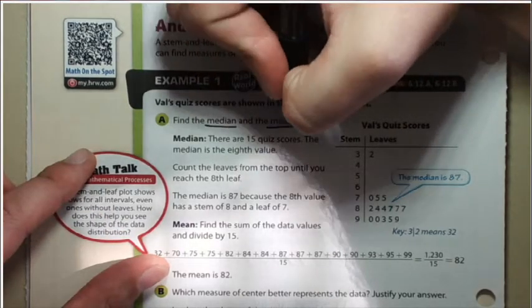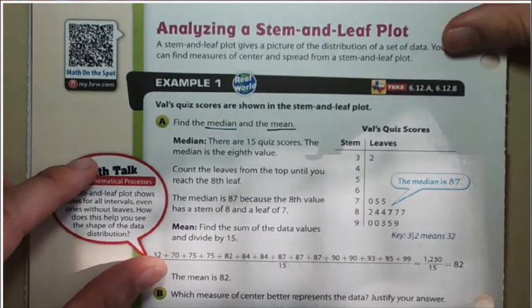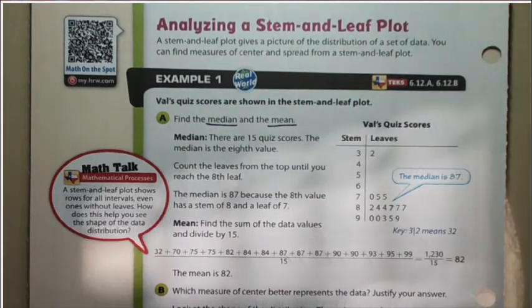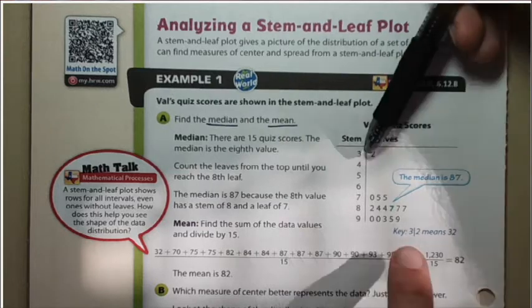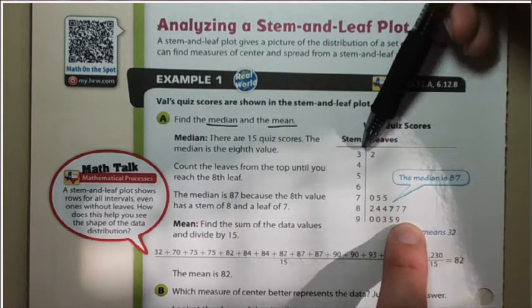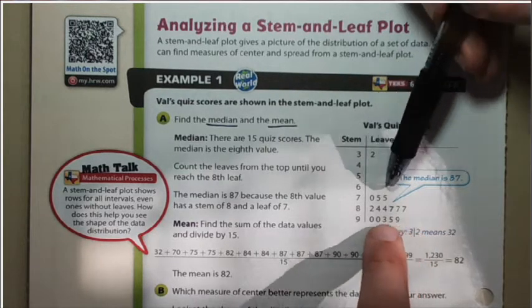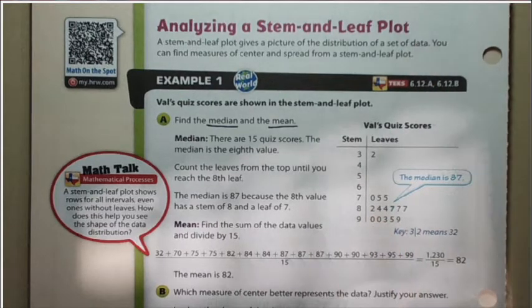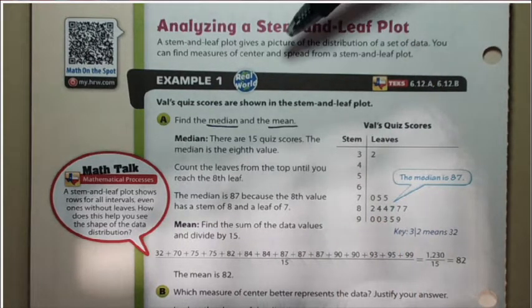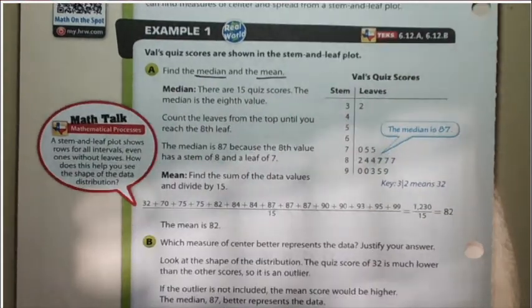Remember, the mean is the average and the median is the middle number. So it says for the median there are 15 quiz scores. The median is the 8th value. So if you started from the top and bottom here, just like we list them out, and you work your way through it all, you will find that 87 is the median number. Okay? So that's a pretty quick way to do that. Saves you a little bit of time.